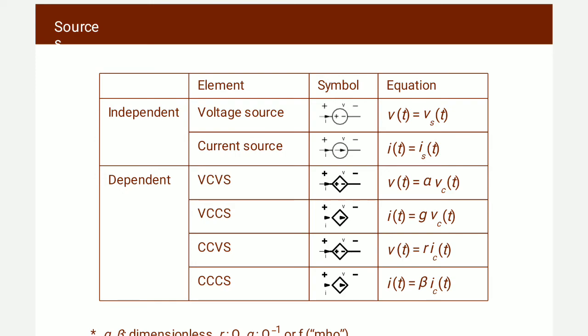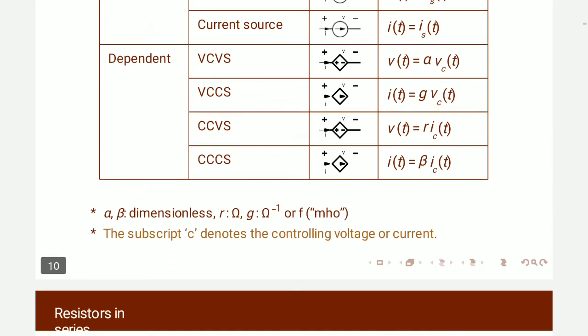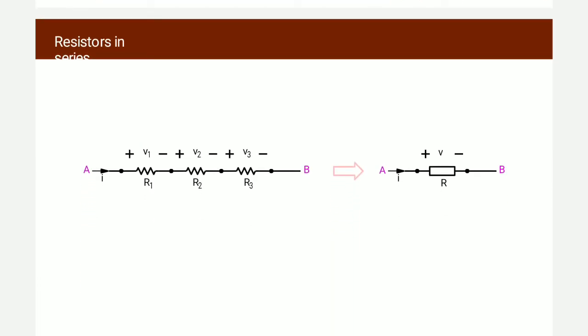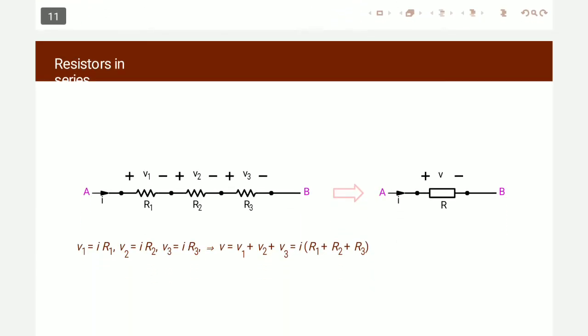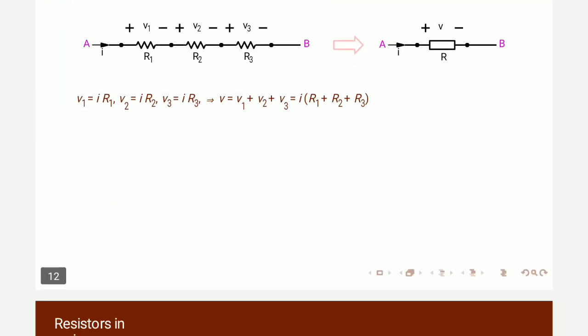CCVS, CCCS. So if the resistors R1, R2, R3 are in series, the resultant is R, and V1, V2, V3 are added, so the resultant voltage is V. V1 is equal to I R1, V2 is equal to I R2, V3 is equal to I into R3. V is equal to V1 plus V2 plus V3, that is equal to I into R1 plus R2 plus R3.